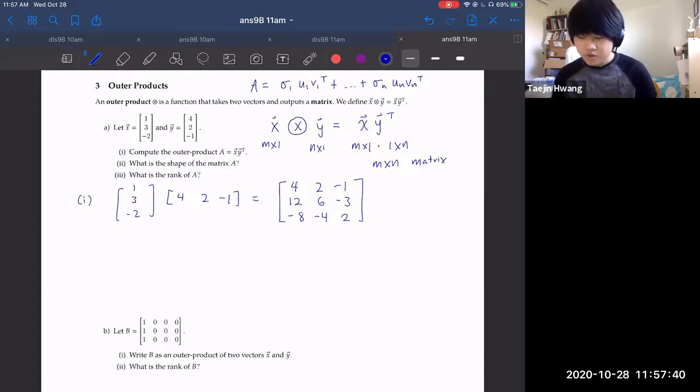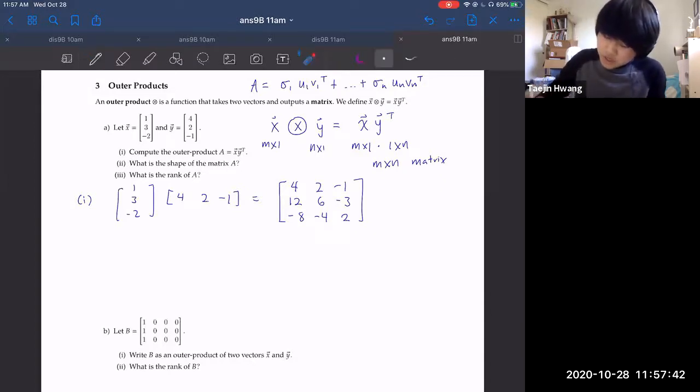Another way to do this is to take this column vector and multiply it by 4, and that would be the first column. Then multiply it by 2, and that would be the second column, and so forth. What is the shape of A? Notice that a 3 by 1 vector times a 1 by 3 vector is going to be a 3 by 3 matrix.